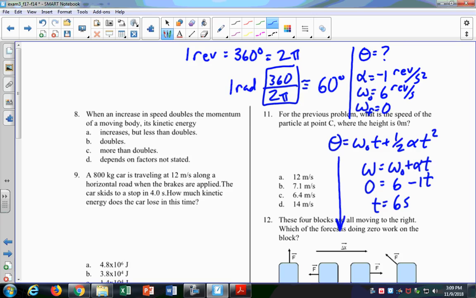But when you're dealing with other equations, like relating your linear and your angular quantities, remember these equations: S equals theta r, V is equal to omega r, and A is equal to alpha r. In all of these, the quantities have to be in radians. Okay? And then what else?